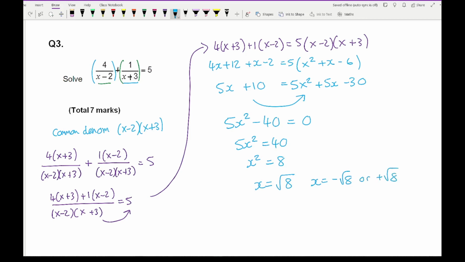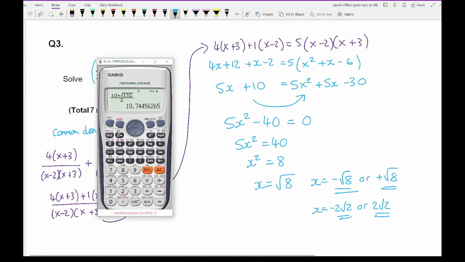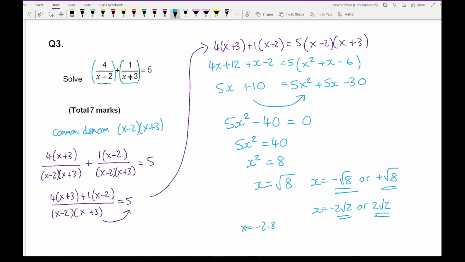Now again, if you've done surds, you can convert these into surds. So x equals minus 2 root 2 or positive 2 root 2. Now if you wanted to give your answers as a decimal, if it did appear on the calculator paper, let's just quickly work that out. So I've got minus root 8 equals, and as a decimal gives me minus 2.83, so x equals minus 2.83, or it's going to be positive 2.83, and that's to 2 decimal places. So whichever of those answers is required, you can give either.